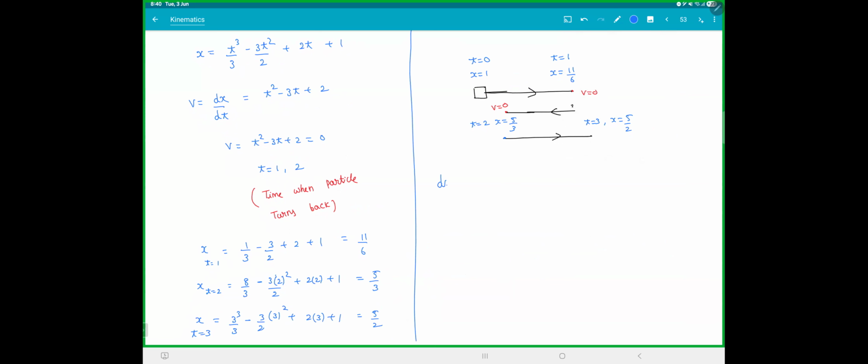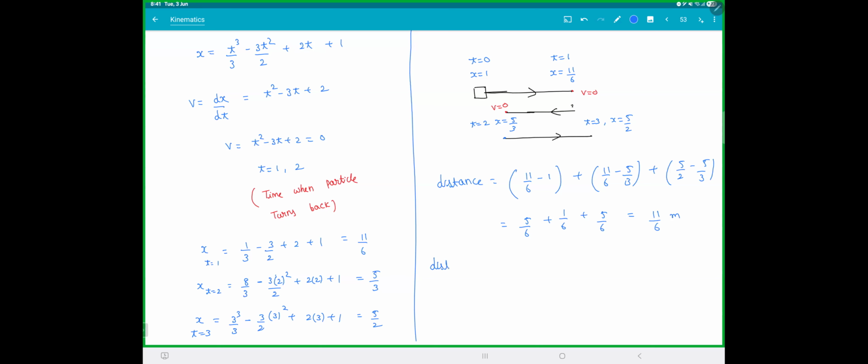So distance traveled. When you went from 0 to 1 second, you traveled 11 by 6 minus 1. Then when you went from 1 to 2 seconds, you traveled from 11 by 6 to 5 by 3. Then you traveled from 5 by 3 to 5 by 2. That would be 5 by 6, this would be 1 by 6, this would be 5 by 6 again. This would be 1 plus 6 by 5, 11 by 6 meters. Yep, that's your answer. This is your distance.